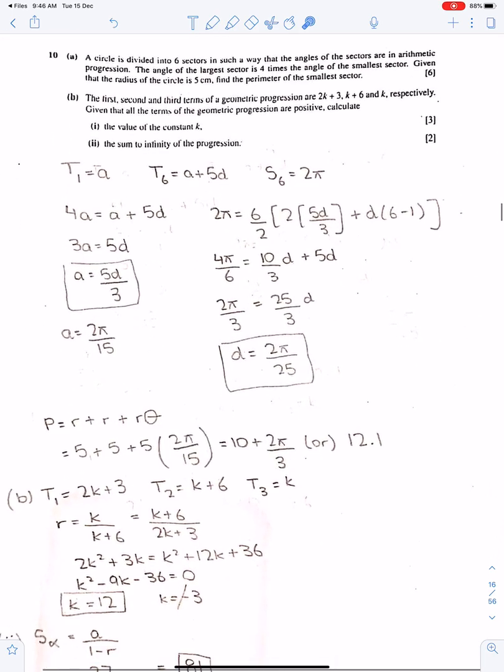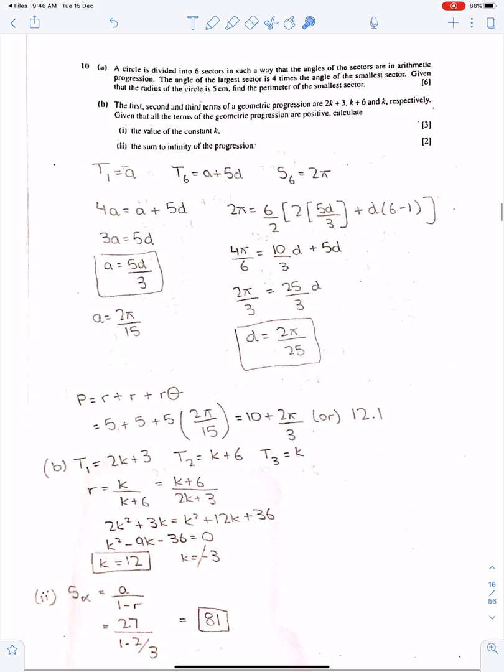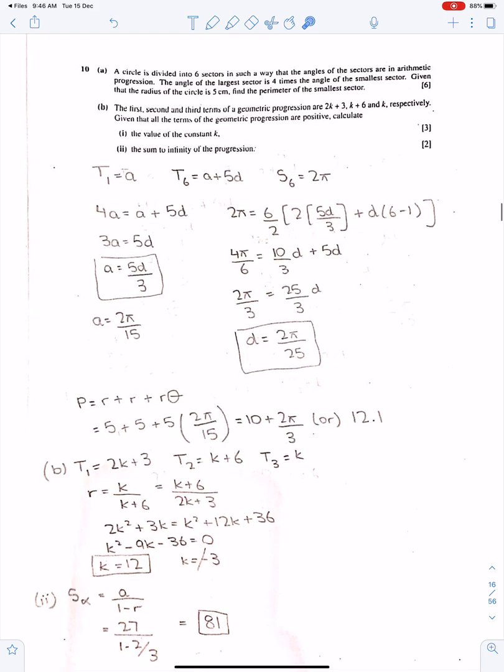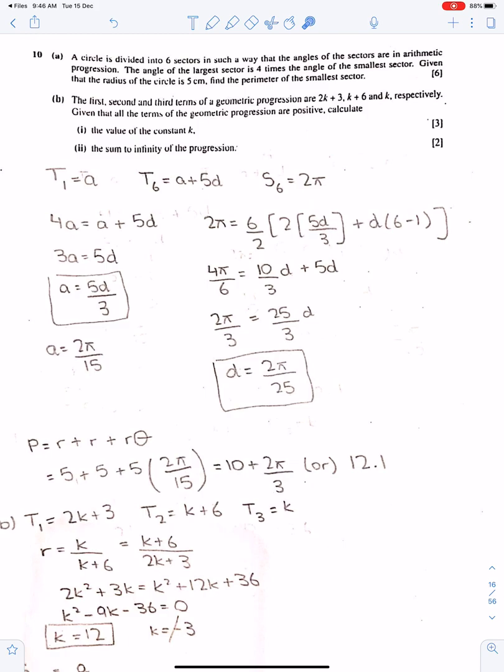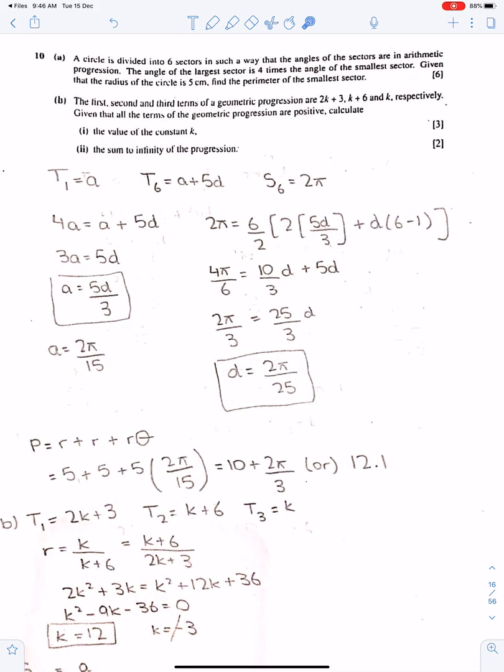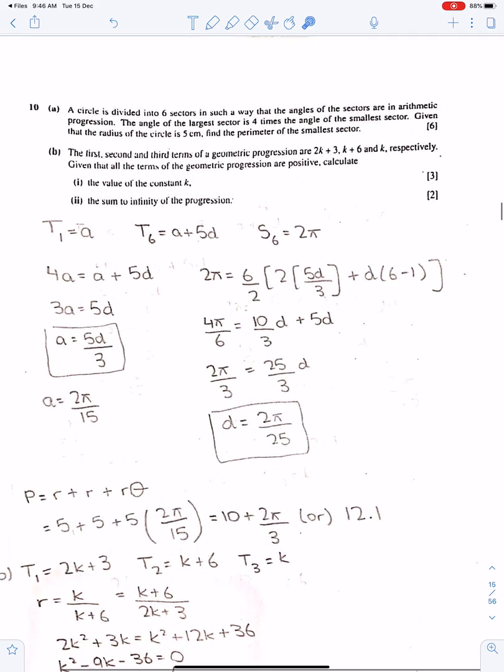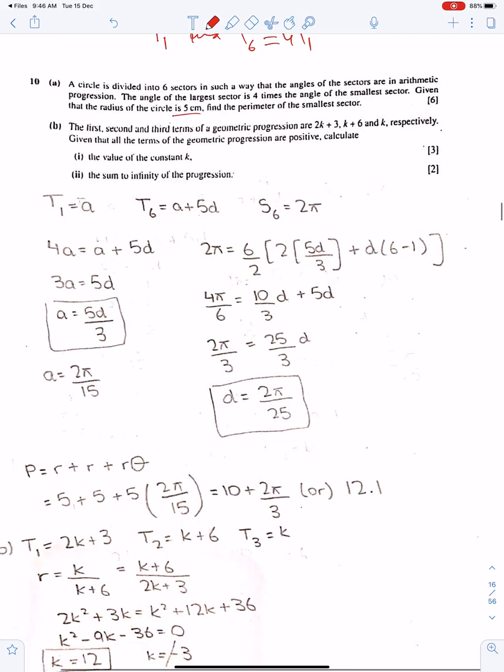This question is important. A circle is divided into 6 sectors in such a way that the angles of the sectors are in AP. The angle of the largest sector is 4 times the angle of the smallest sector. So T6, this is given. The smallest sector will be T1. And this equation is given: T6 is 4 times that of T1. Given that the radius of the circle is 5, find the perimeter of the smallest sector.